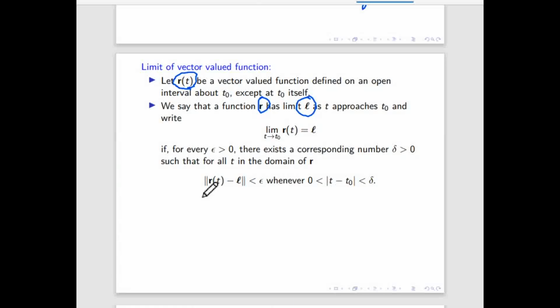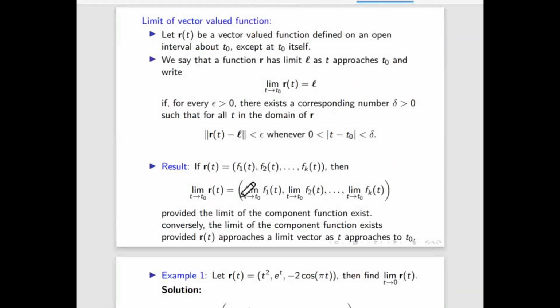And why is it a norm? Because it is a vector. r(t) takes values as a vector, and L also takes values as a vector. So that's why this norm is less than epsilon. We will not apply this definition because we know how to check in R to R. So we will apply that one. So that is the result.